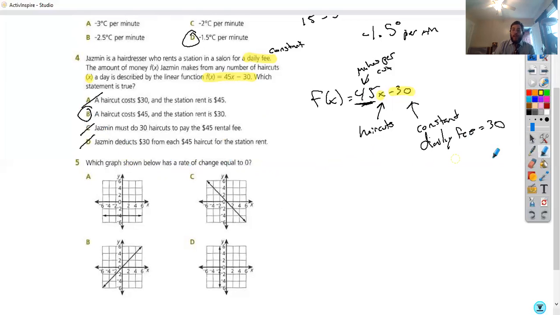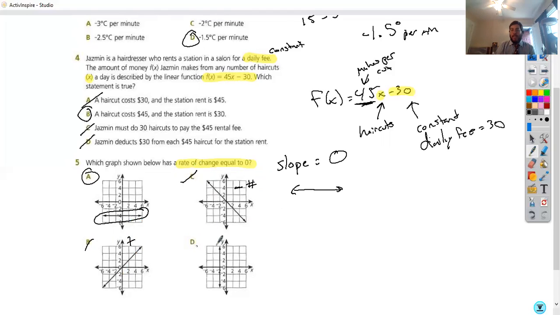Next one here says, which graph has a rate of change equal to 0? So rate of change equal to 0 means the slope is equal to 0. Slopes that are equal to 0 are horizontal lines. If we take a look here, the only choice with a horizontal line is A. As we see, our line there is flat. C has a negative slope, so it'd be a negative number. B has a positive slope, it's increasing, so it'd be a positive number. And then D, the slope is undefined because it's a vertical line. So the slope of 0, or the rate of change equals 0, is choice A.